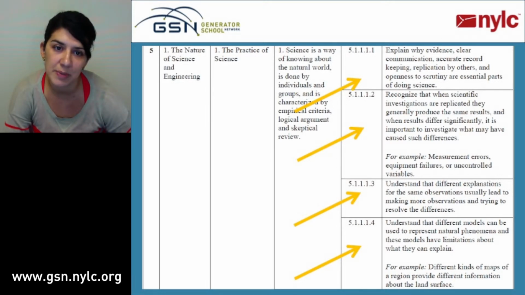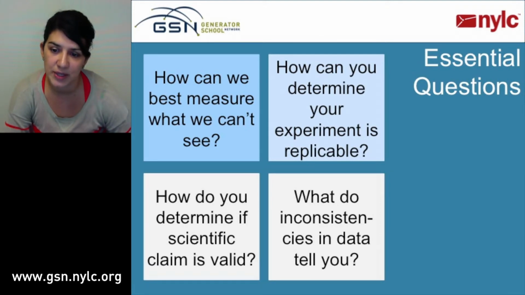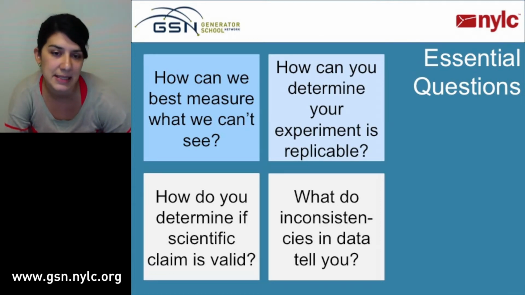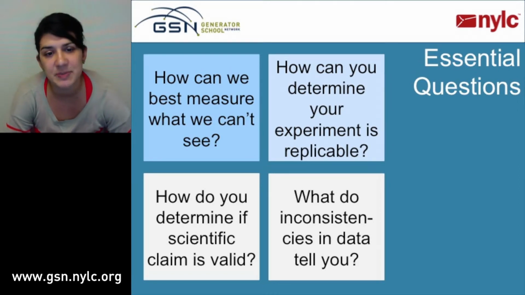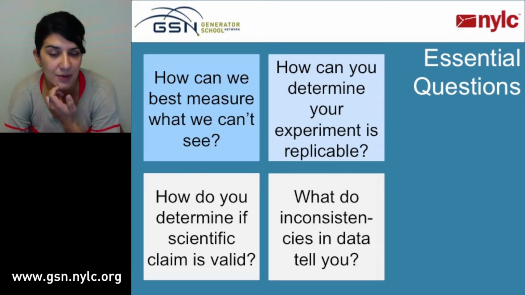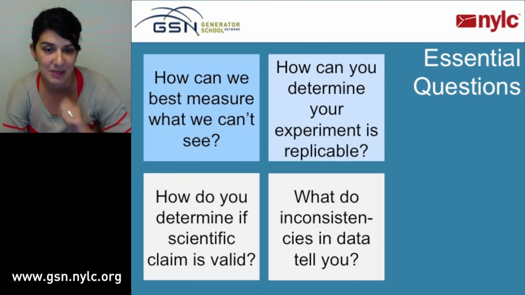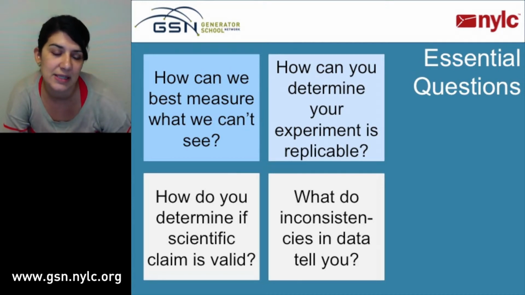So drawing from those four benchmarks, some of the essential questions we produced for this unit are: how can we best measure what we can't see? How can you determine your experiment is replicable? How do you determine if a scientific claim is valid? And what do inconsistencies in data tell you?